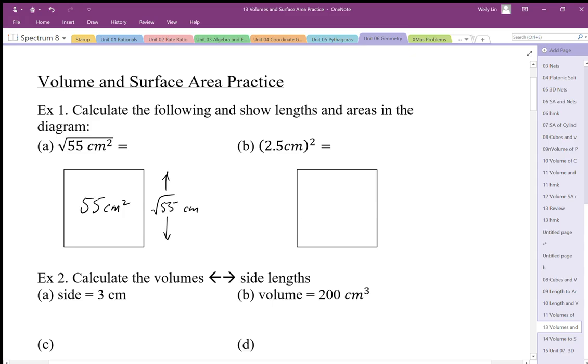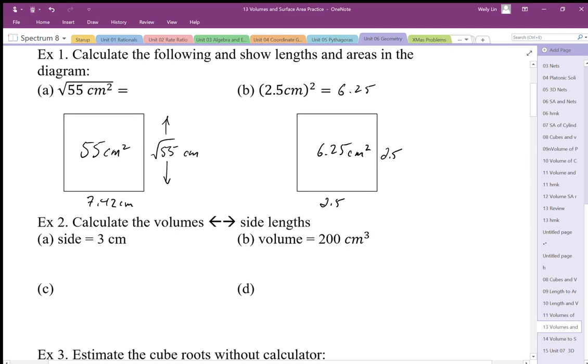Here's the decimal value for this. We're going to get about 7.42, so it's about 7.42 centimeters across. Here, when we square something, we take a side length and square it. So this 2.5 represents side length, and when we square it, we get 6.25. So the 6.25 represents the number of squares inside that object or that square.